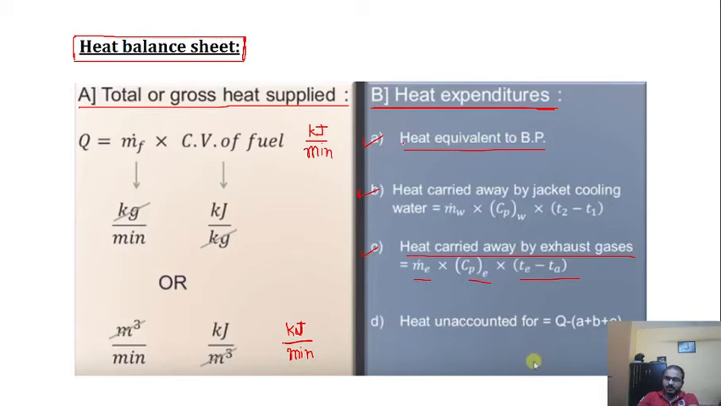And once we calculate A, B and C, there is some portion which is not calculated by standard formulas, that is the heat unaccounted for, which is given by Q minus the first three components A, B and C. Heat unaccounted for is Q minus the first three.